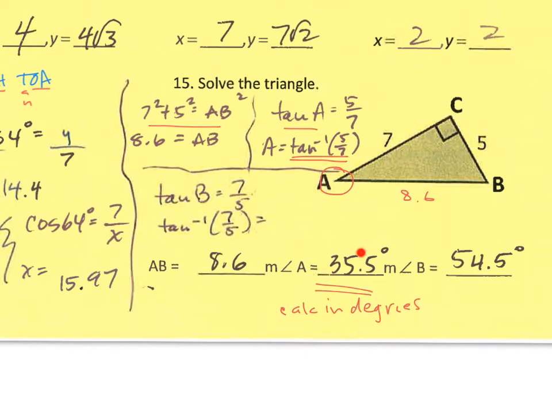B, you can find two ways. Once you find A, if you're pretty sure about it, you can subtract from 90 to find this. Or I just did tan of B equals the opposite. So now it's changed, right? So the opposite over adjacent changes because the opposite to B is 7, adjacent is 5. So then I get 54.5.